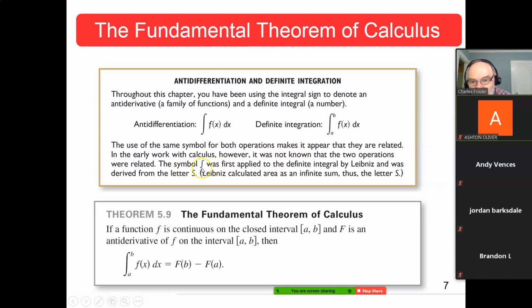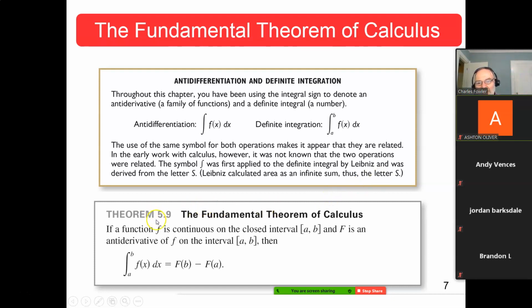The integral symbol was first applied to the definite integral by Leibniz, and was derived from the letter S, which meant sum. Leibniz calculated the area as an infinite sum and thus used capital S, which we'll use in the next chapter. Later we'll get to that.